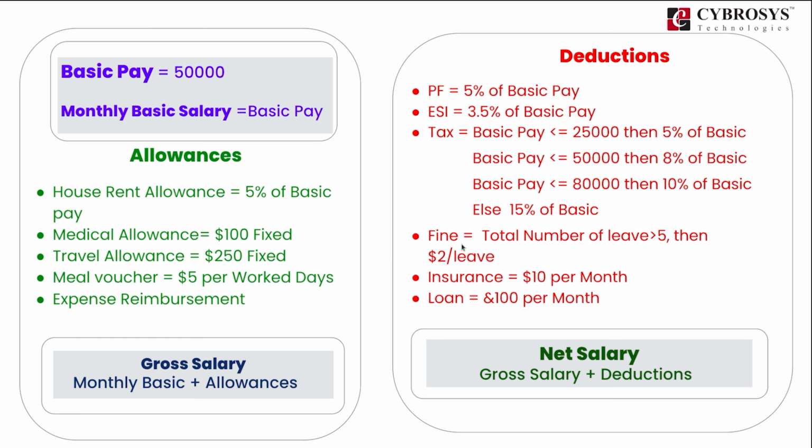And here we can see the fine, which is for the additional leaves, which means if the total number of leaves is greater than 5, then $2 per leave will be deducted from the salary. And here we can see the employee has insurance of $10 per month. And he also has a loan amount deduction, which is $100 per month. The net salary is calculated by adding gross salary and deductions. So let's check how these salary rules are configured and how the payslip is calculated. For that, let me move to Odoo.